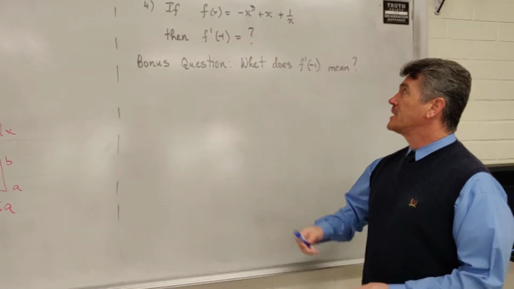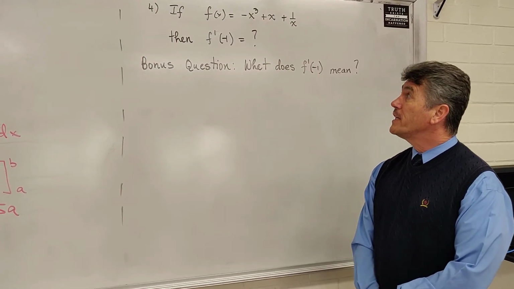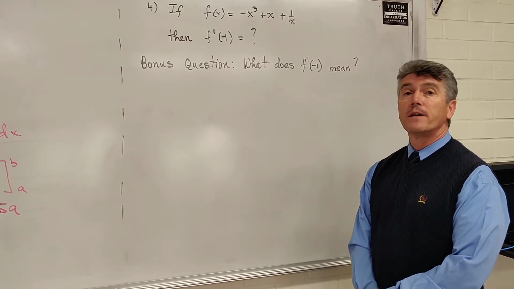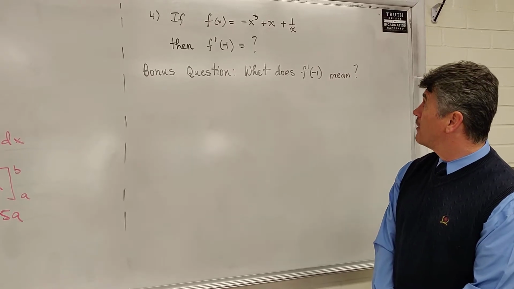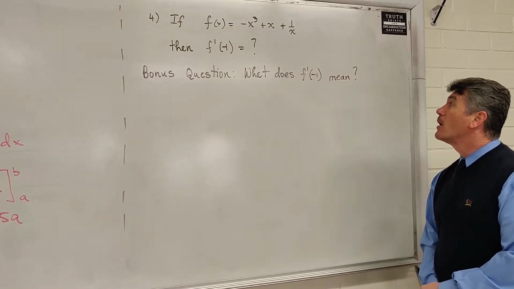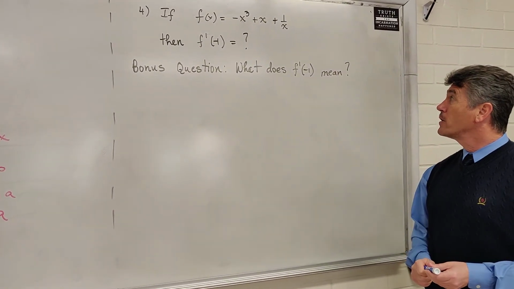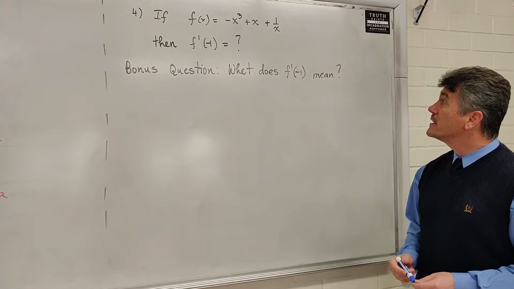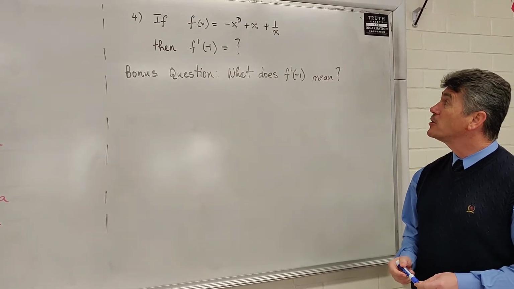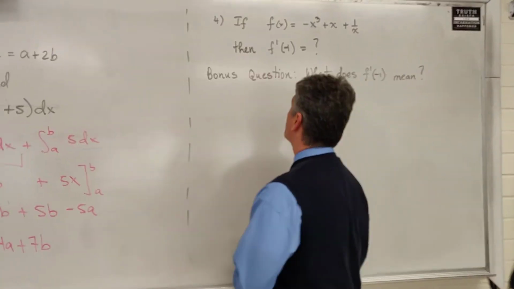One last problem that we're going to do. If f of x is equal to negative x cubed plus x plus 1 over x, what is f prime of negative 1? The bonus question is, what does f prime of negative 1 mean? So what are we trying to find? Hopefully you remember when we find f prime of negative 1, we're finding the slope of the line tangent at x equals negative 1. So let's proceed.